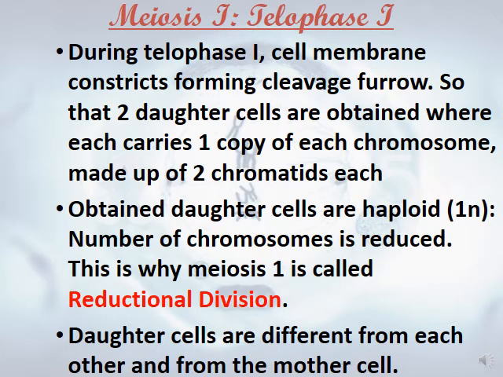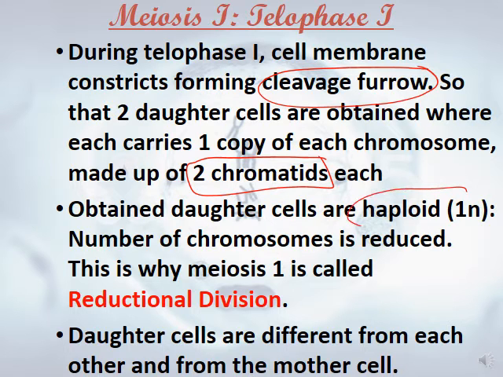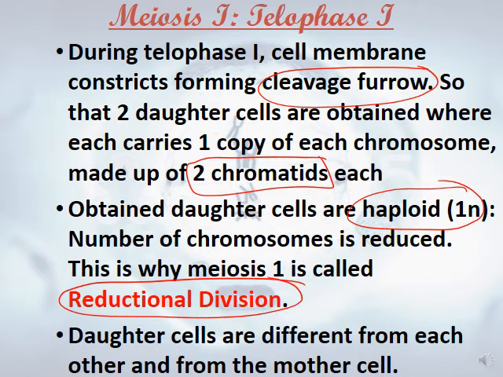During telophase 1, the cell membrane constricts, forming a cleavage furrow. We obtain 2 daughter cells, each carrying 1 copy of the chromosomes, each made of 2 chromatids. The obtained daughter cells are haploid. The number of chromosomes is reduced here. That's why meiosis 1 is called reductional division, because the number of chromosomes is reduced.